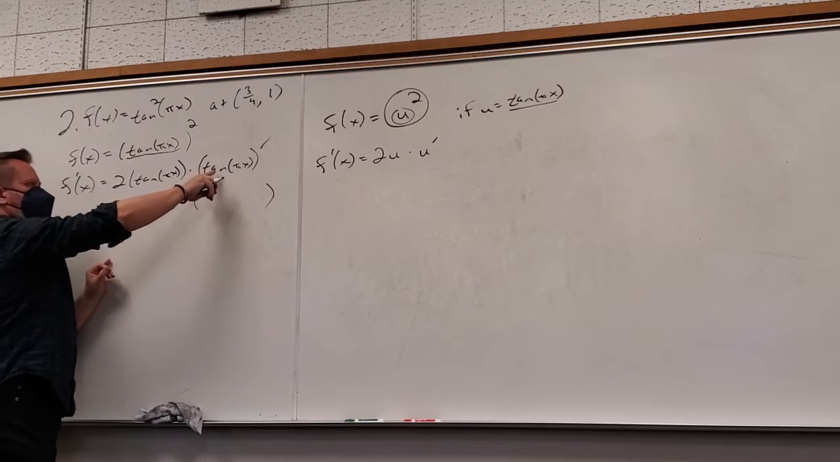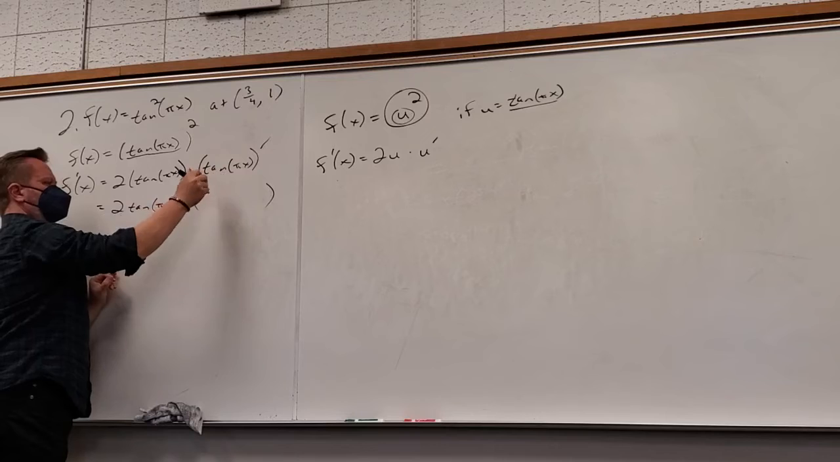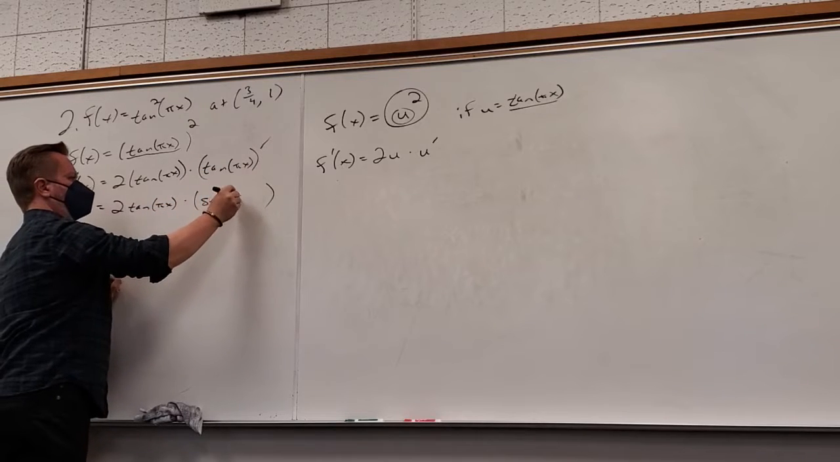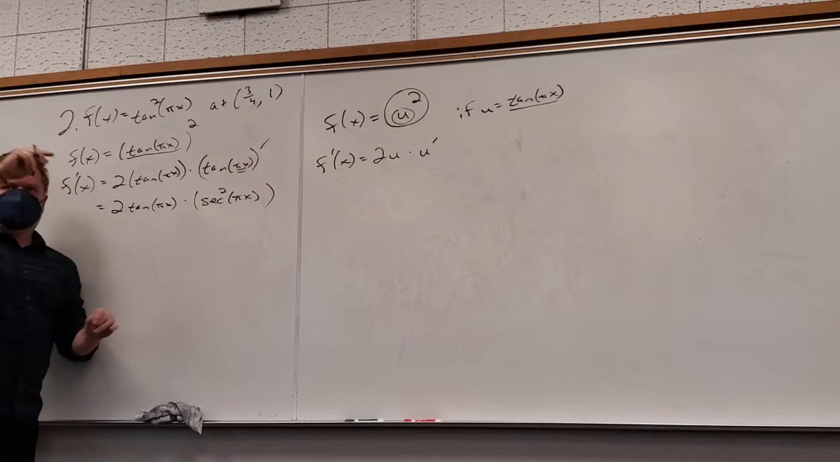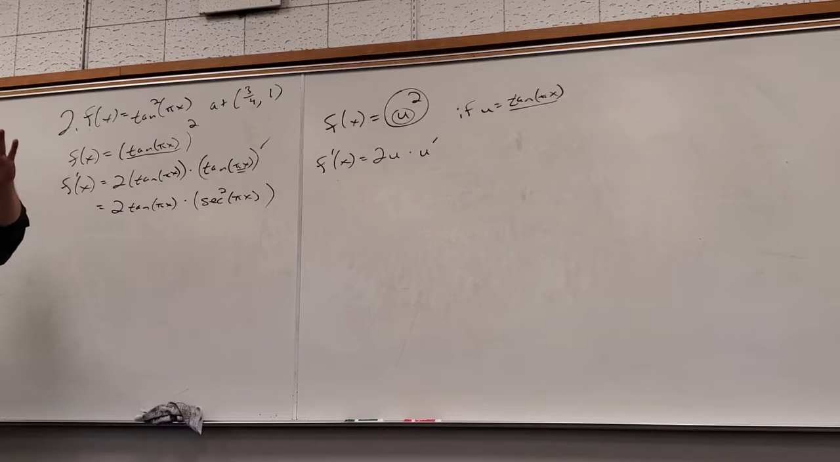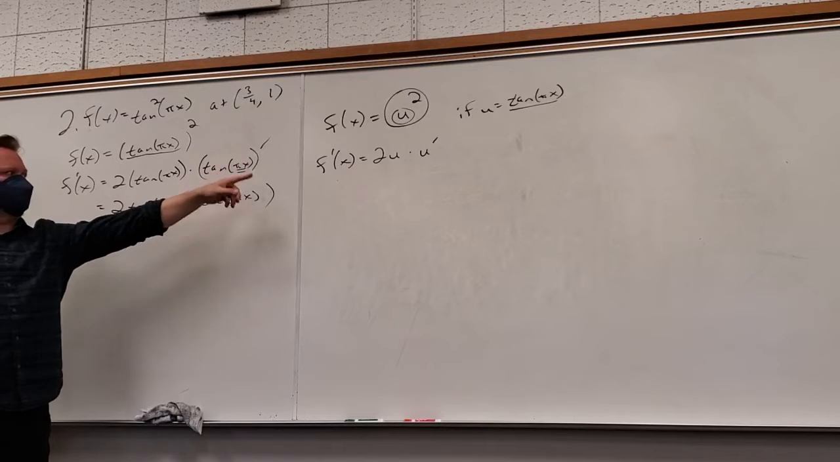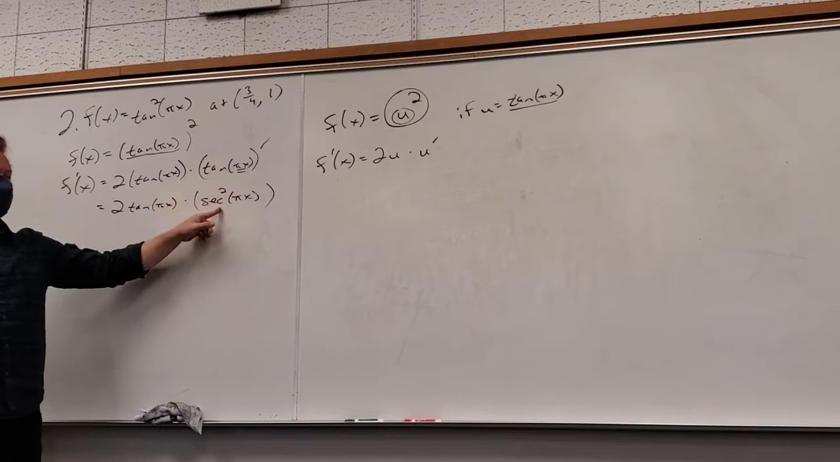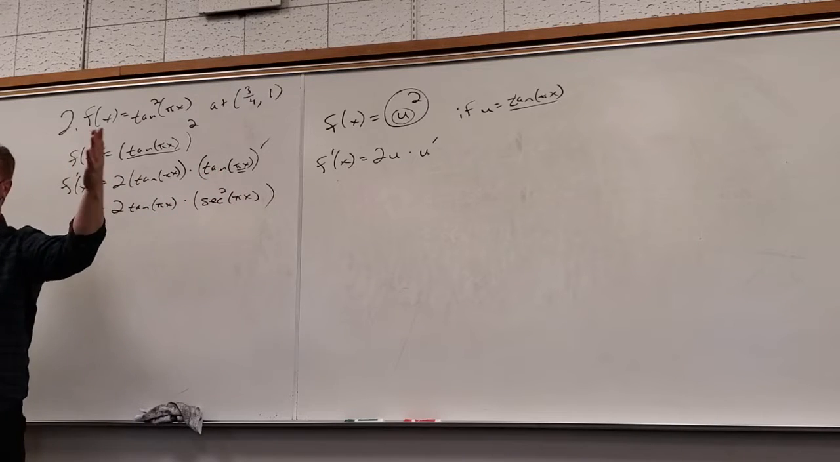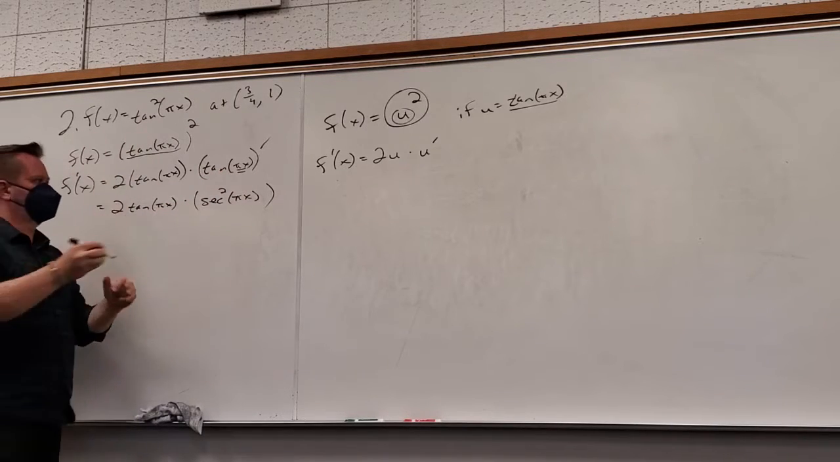Alright, what's the derivative of tangent? Secant squared. I'm gonna slowly try to start getting you guys to realize when the inside function is linear, it's like the constant part just pops out. Because what do I still have to take the derivative of? I'm taking the derivative of tangent pi x, and what is the derivative of pi x? Pi.